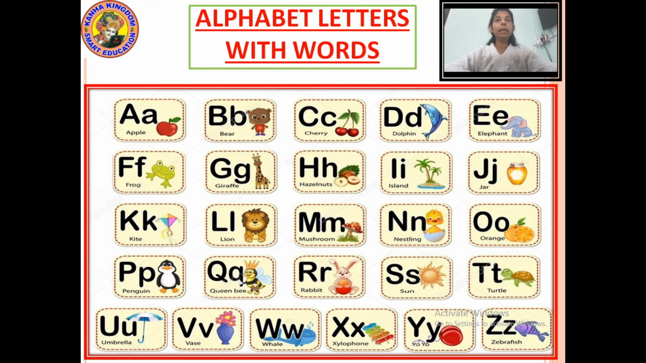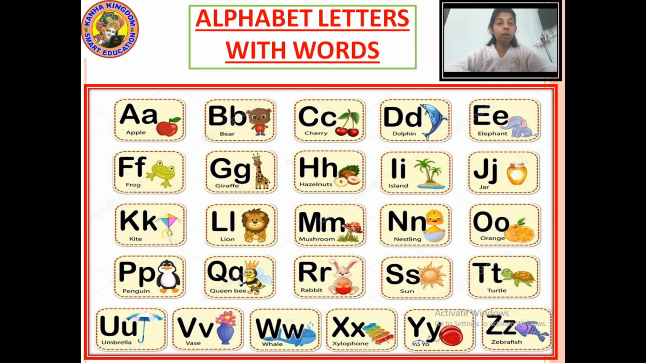Now let's revise alphabet letters with words. Our first letter is A. A for apple. B for beer. Which word? Beer. B for beer. C for cherry. C for cherry. Very good.